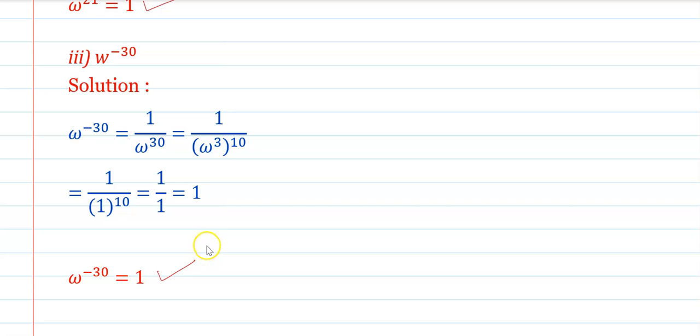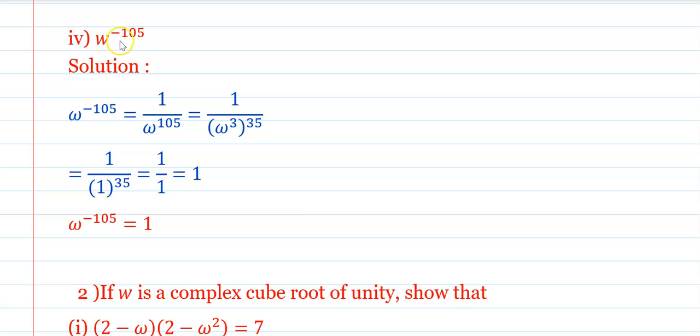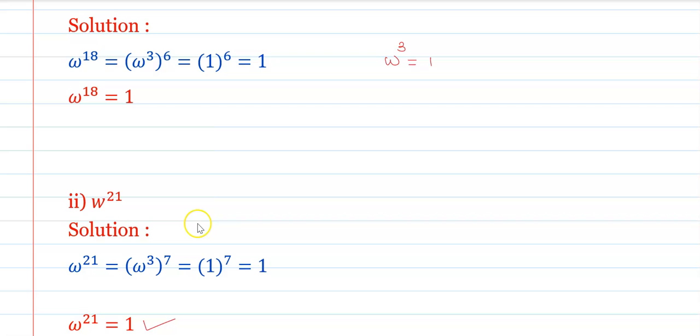अतिशय simple examples आहेत ते. Omega raised to minus 105 can be written as 1 upon omega raised to 105, and that equals 1 upon (omega raised to 3) whole bracket raised to 35. Again the value of omega raised to 3 is 1, 1 raised to 35 is 1, 1 upon 1 is 1, and hence omega raised to minus 105 equals 1. And in this way we have completed the first question.